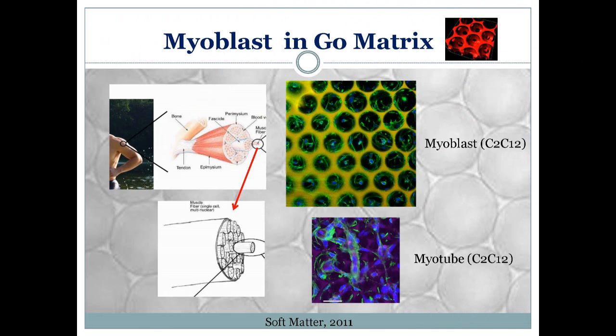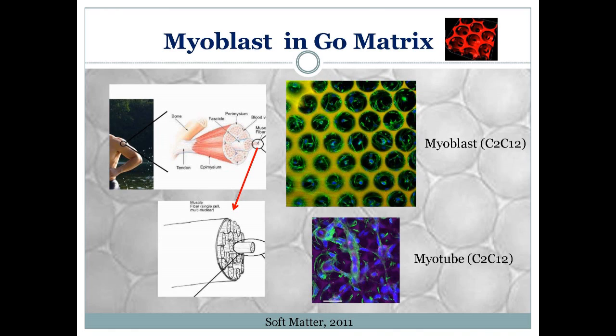Here's an example of myoblast cells, C2C12, cultured in Go Matrix. After only 1 day of seeding, C2C12 stretched into lines, by forming strong contacts with cells in neighboring pores. This shows the pores of Go Matrix are round, but can culture those elongated cells in morphology, because they are interconnected.